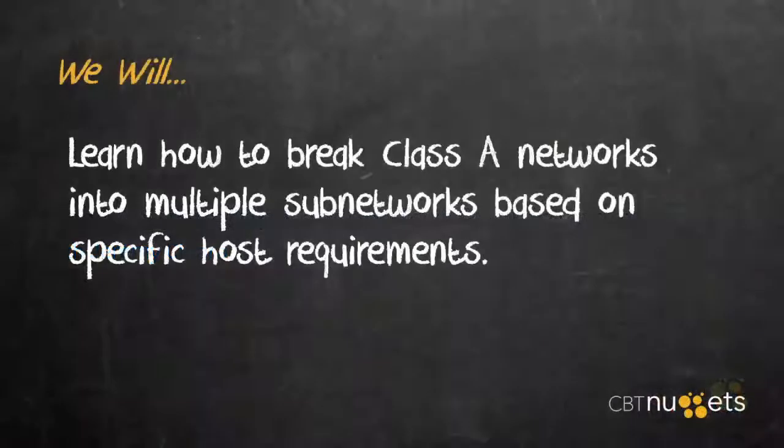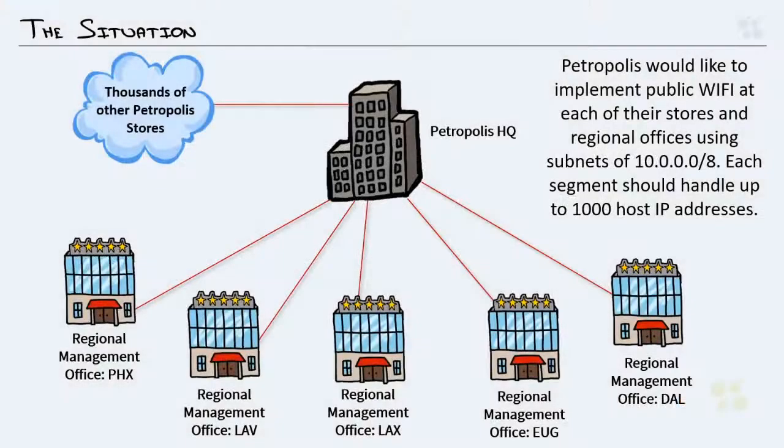And you and I are going to handle the subnetting for that public Wi-Fi, and in so doing, learn how to break Class A networks into multiple subnets based on specific host requirements. So here's the story. Petropolis would like to implement public Wi-Fi at each one of their stores and regional offices using subnets of 10.0.0.0/8. Each segment should handle up to 1,000 host IP addresses.